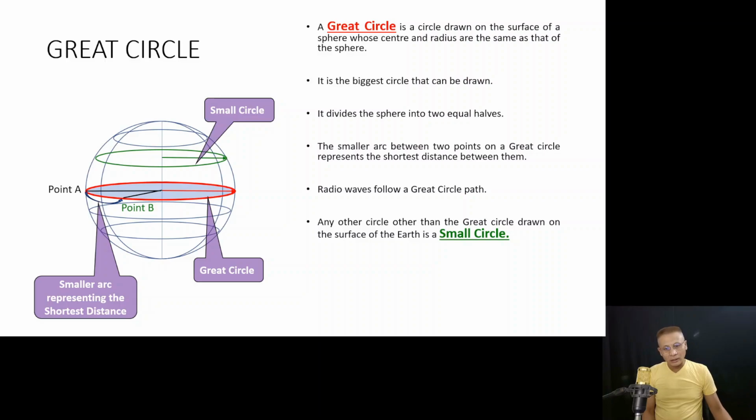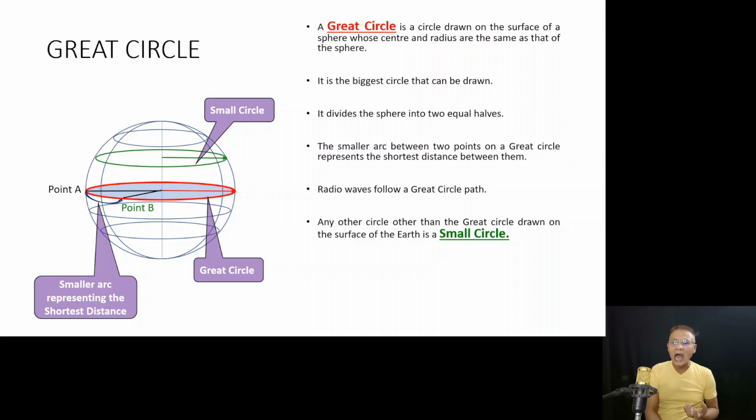Let us define some more lines on the surface of the Earth. The first line which we are going to talk about is known as the great circle. A great circle is the largest circle which can be drawn on the surface of the Earth. It is a circle drawn on the surface of the sphere whose center and radius are the same as those of the sphere, because they are the largest. There is no circle you can draw which is larger than a great circle. It divides the sphere into two equal halves.